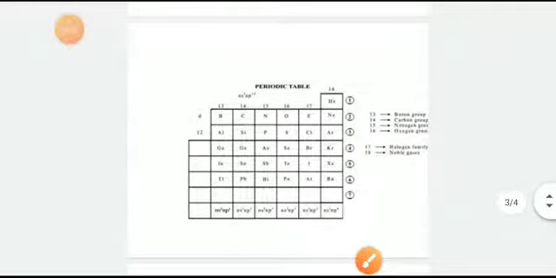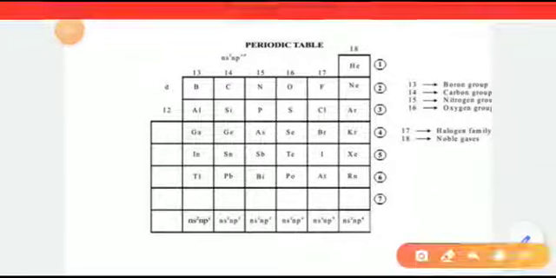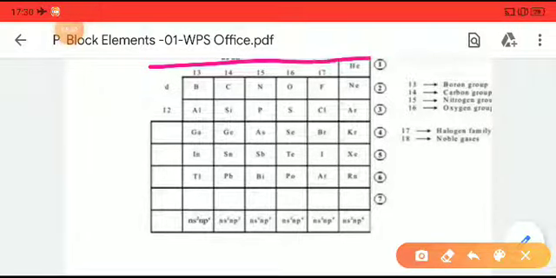So in group number 15, what we have in the periodic table, from group number 13 to group number 18, we have all of these elements.